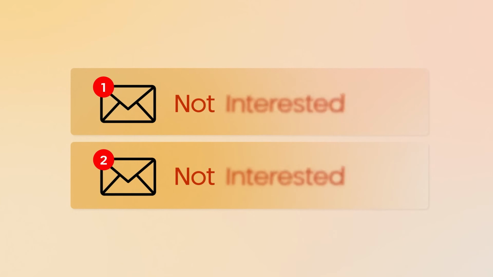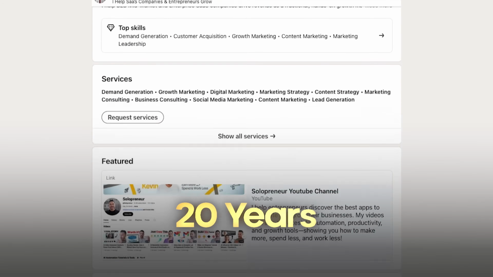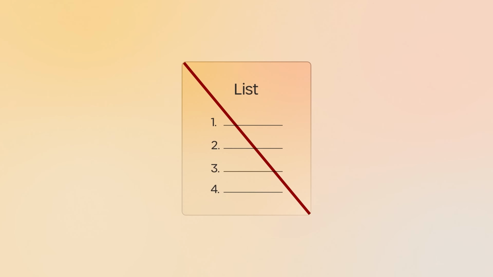If you've ever sent 500 sales emails and only got 2 replies, and both of them said not interested, this video will explain exactly why. Because the problem isn't your copy, and no, it's not your offer either. It's the list you're building from. I've been an entrepreneur for over 20 years, and across everything I've seen, there's one common pattern. When outreach fails, it's almost always because the list was wrong from the start.